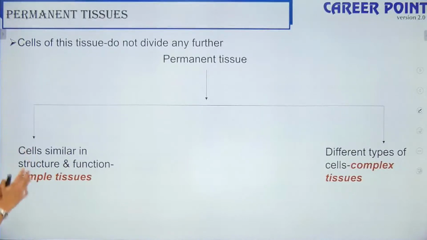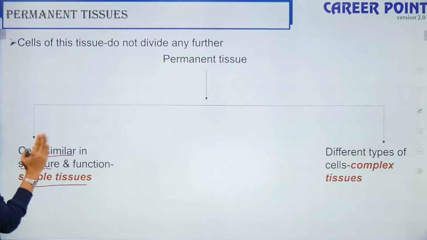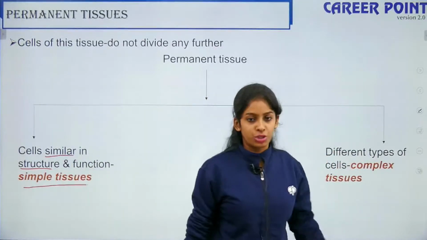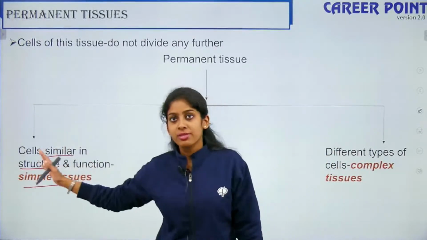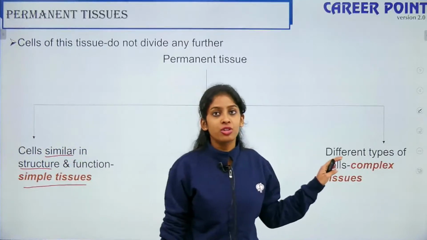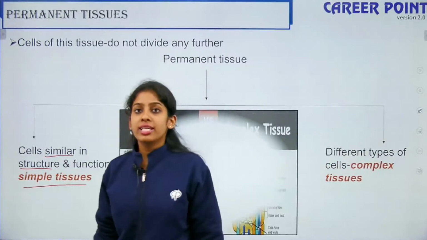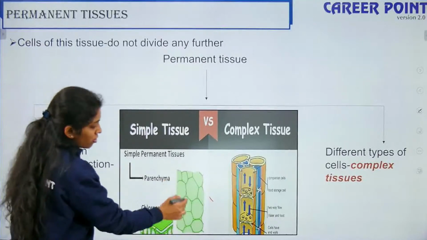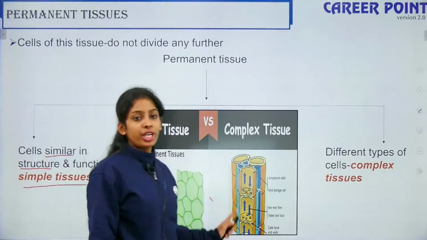So under permanent tissues, you have 2 types. When the cells are similar in structure and function, it is called simple tissues. When they have different types of cells, it is called complex tissues. So when the cells are of the same size, structure and function, it is simple, and when it is different, it is called complex tissue. Alright, so these are the 2 types of your permanent tissue. This is how it looks. Simple tissue, so all the cells are the same. Complex tissue, each one is different.